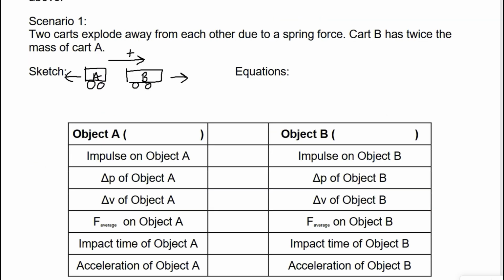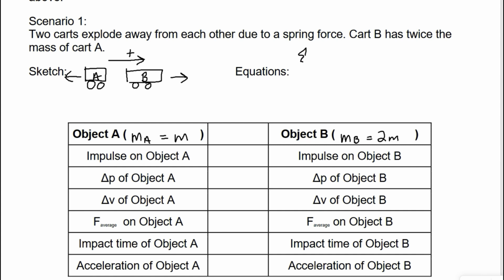As we start to consider the relationships between these objects, I'm going to start off by identifying the mass of the two different objects in relation to one another. Mass of A we're going to call just m, and mass of B we're going to call 2m. So we know that there's going to be some mass components in what we need to think about. The first thing we want to look at is the impulse on object A. So that's the change in momentum.